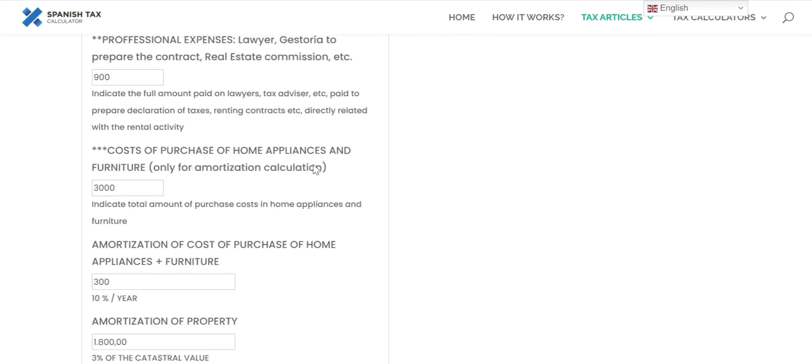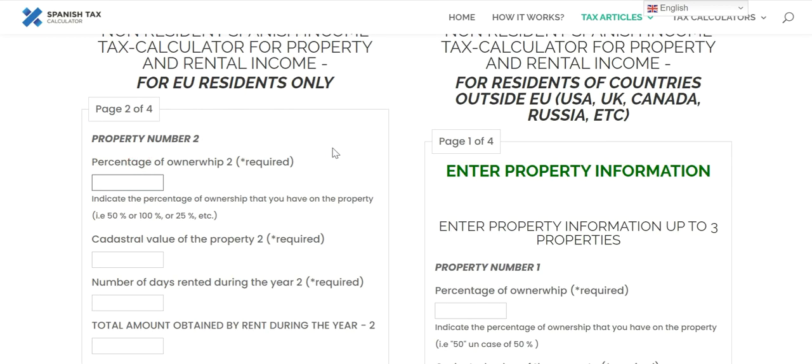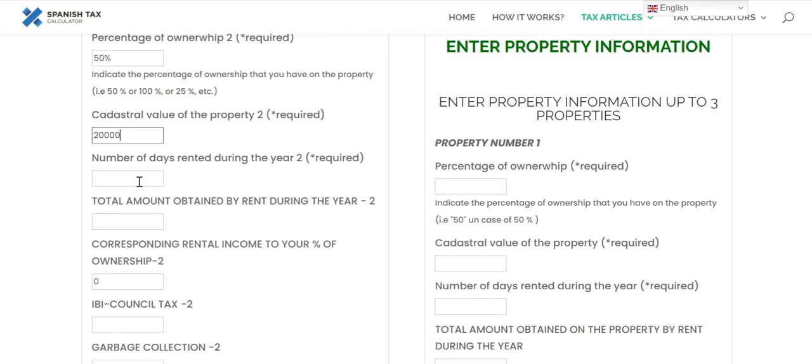In this case, we go further with the next step, and imagine that you own the garage 50%. The cadastral value we calculated, as I was explaining previously to this presentation, in the council tax bill. In this case, as the garage needs to have a separate council tax bill, we go there and we discover that the value of the garage in the IBI bill is 20,000 euros. So we include it here.